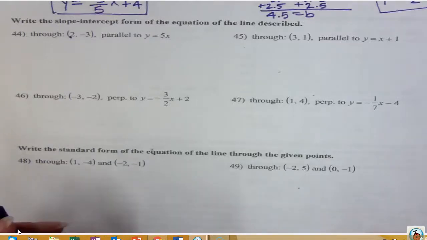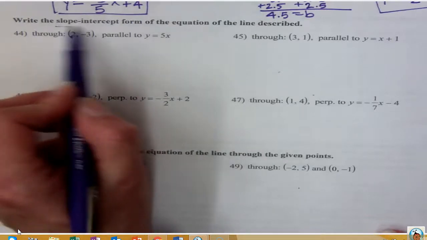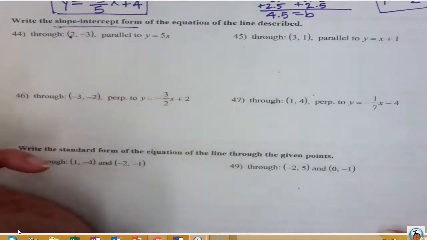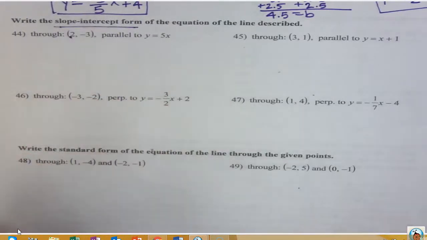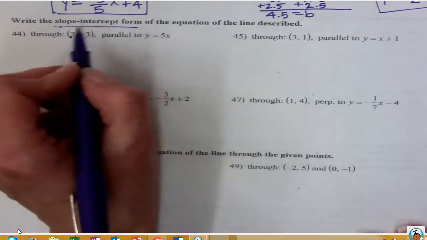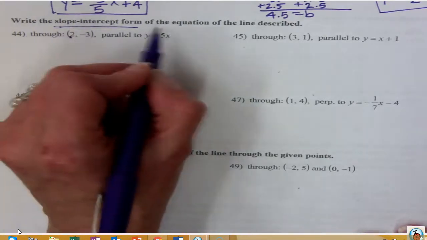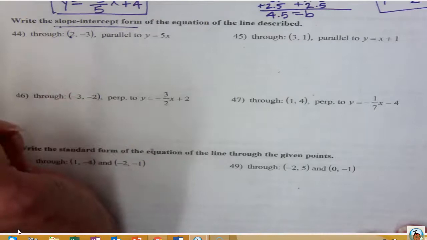Alright, so this is, I think, the fourth video, starting with number 44. We're going to do slope-intercept form of the equation. This is where we're doing the semester review. We've done 3 videos before this with the previous ones. We're going to look for a slope-intercept form of the equation of the line described.